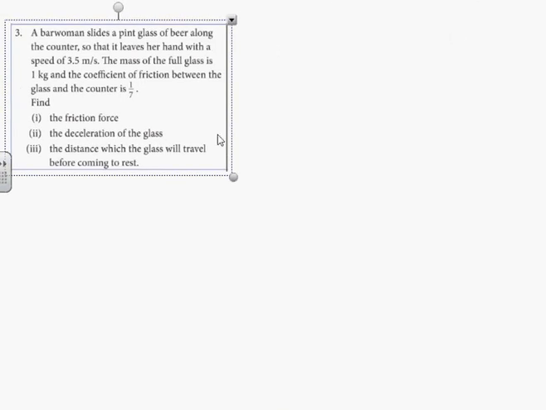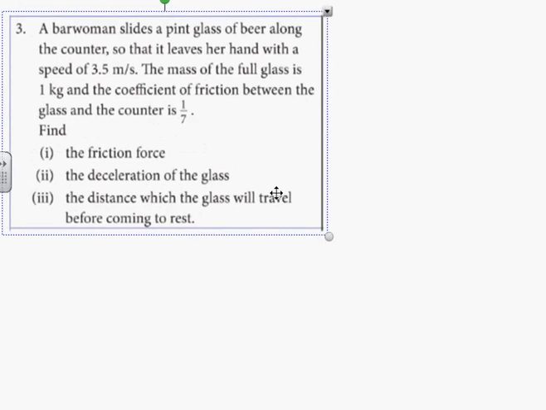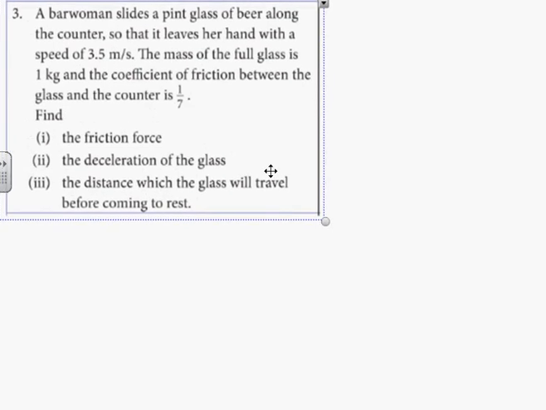What we have here is a barmaid who slides a pint glass of beer along the counter, so that it leaves her hand with a speed of 3.5 meters per second. The mass of the full glass is 1 kilogram, and the coefficient of friction between the glass and the counter is 1/7. Find the frictional force. Now, what happens is your glass is just before it leaves.